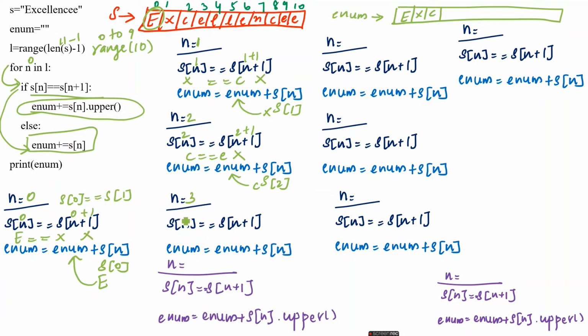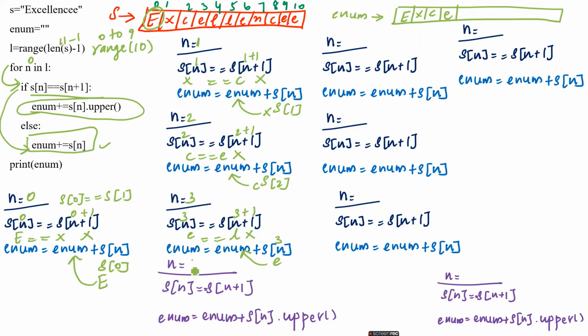Now we'll go back to the loop and take next value for n, that is 3. We will check s of 3 is equal to s of 3 plus 1. So s of 3 is e and s of 4 is l. E equal to L, condition false. We'll execute this statement. Enum equal to enum plus s of 3. S of 3 is E. We have to concatenate E to enum.